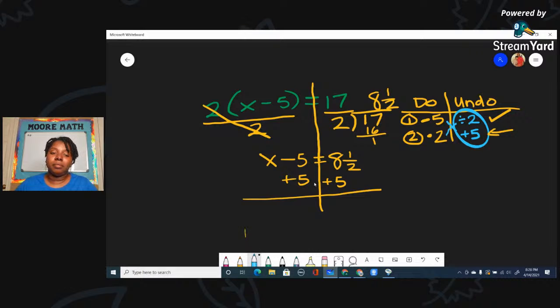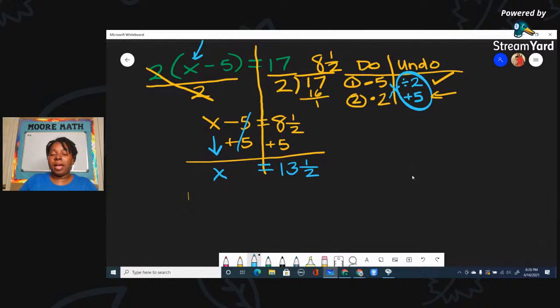Okay. So I didn't do anything to this x yet. So I'm going to bring it down. And 8.5 plus 5 is 13.5. Okay, let's see if this works. So instead of x, I'm going to plug in my 13.5. Let's see.